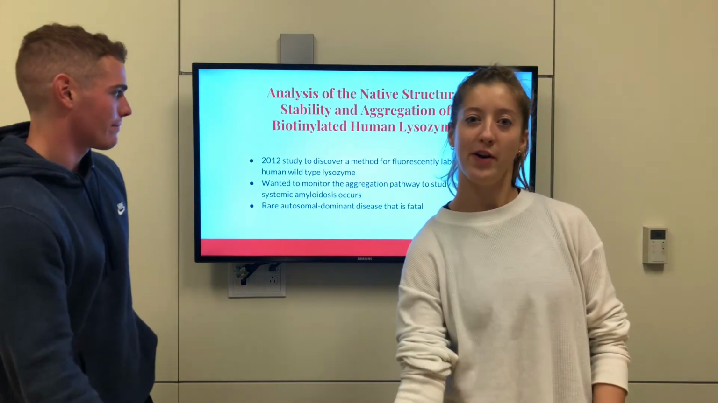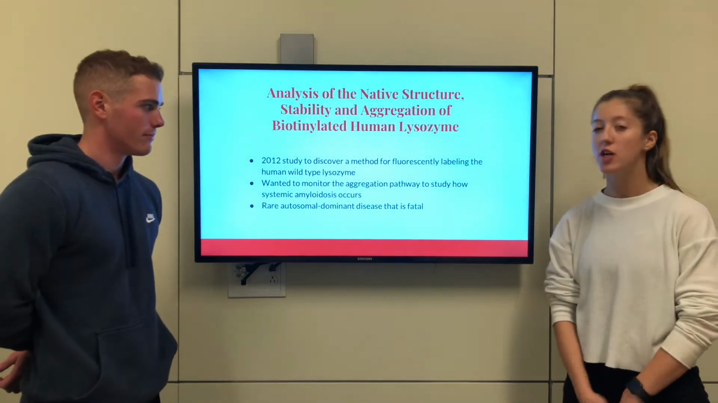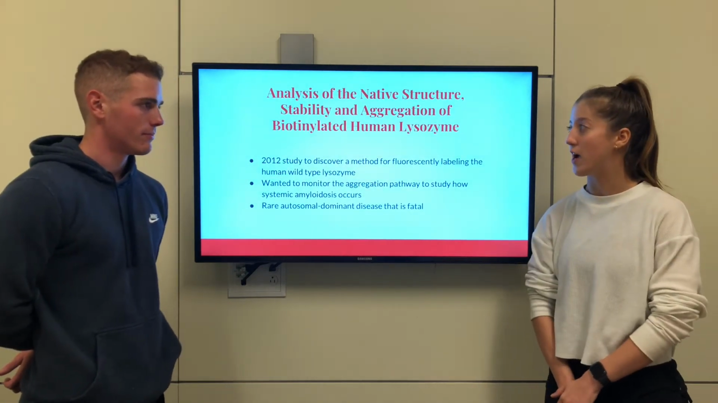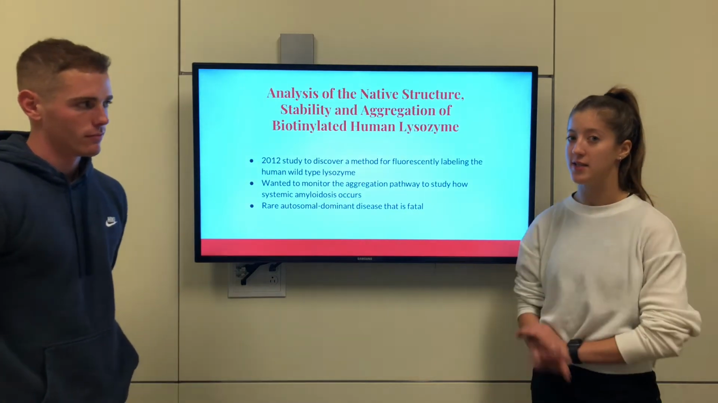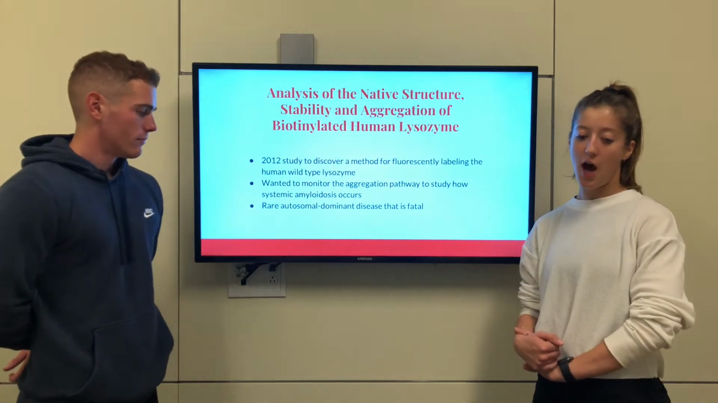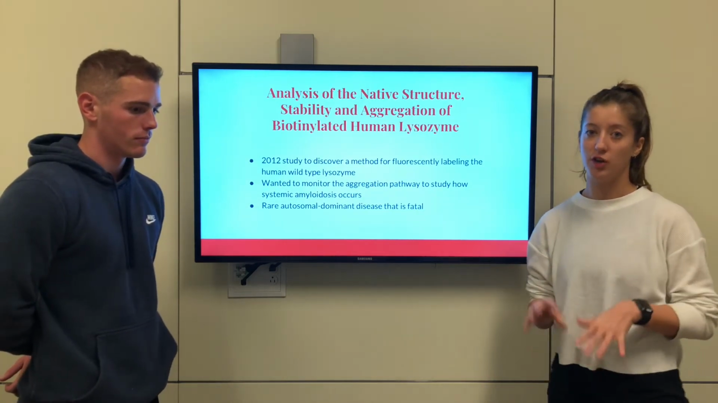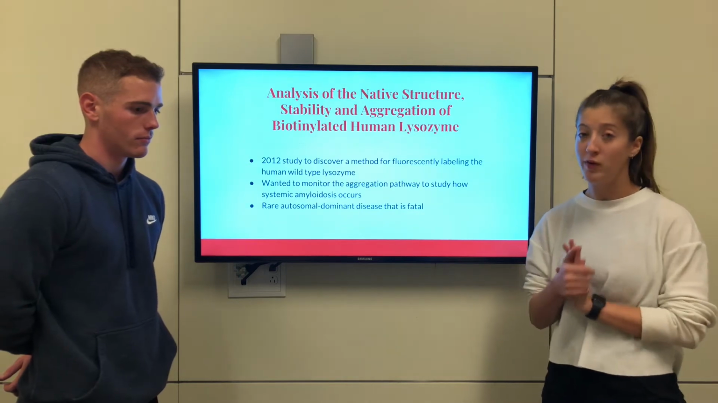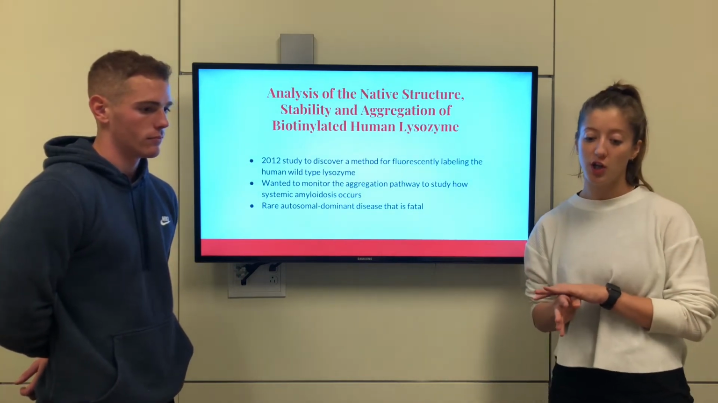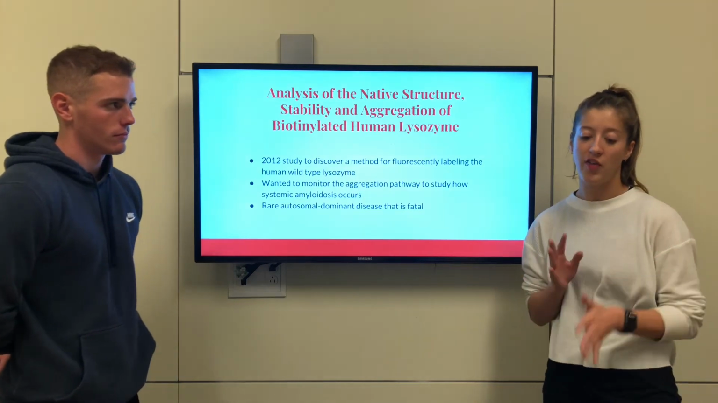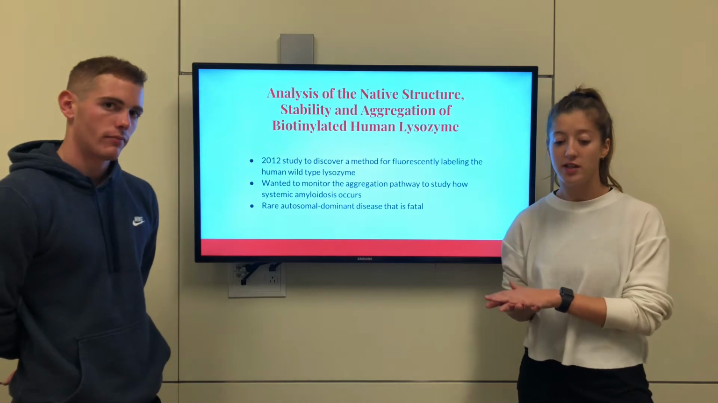So for our primary literature source, we looked at a study called The Analysis of the Native Structure, Stability, and Aggregation of Biotinylated Human Lysozyme. So in 2012, 7 scientists, they're listed on the works cited page, had a goal to find a way to fluorescently label the mature fibrils of the human form of the lysozyme without actually changing the native structure of the lysozyme, so that they could monitor and understand the process by which aggregation occurs in the lysozyme.